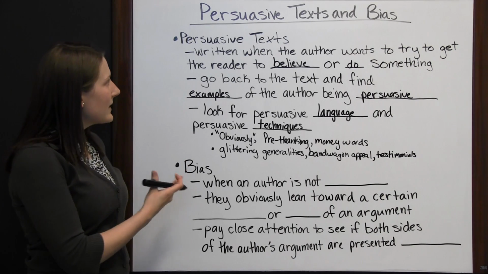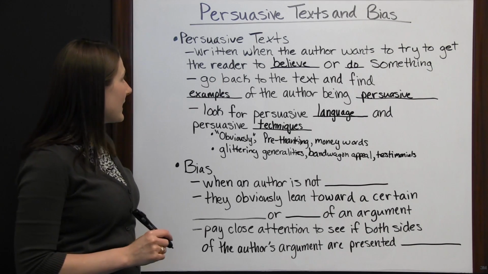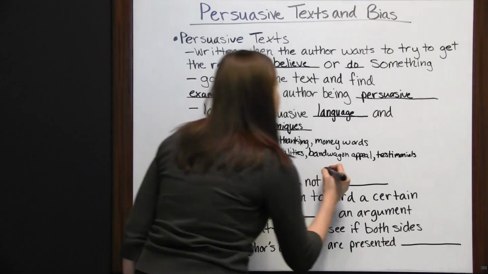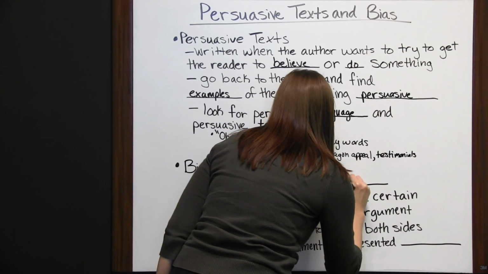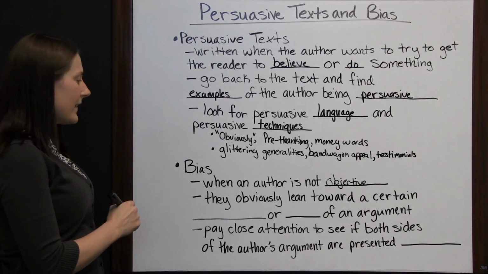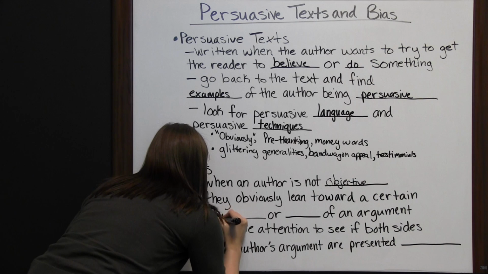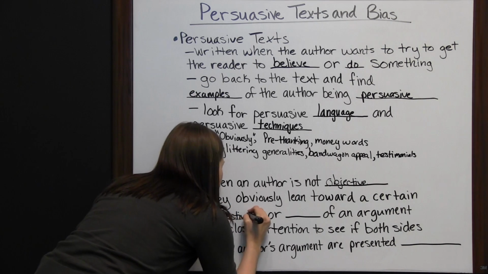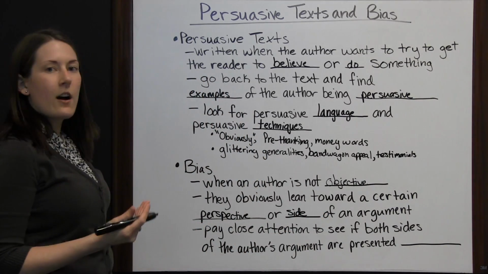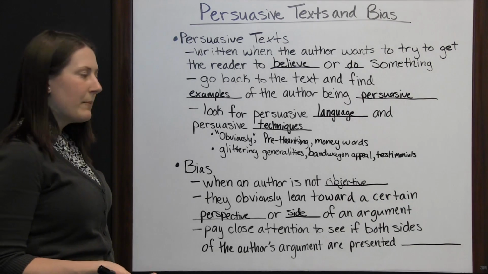Now that you've seen about persuasive text, let's talk about bias, which is somewhat related to persuasion. When an author is not completely objective, they have a bias. That means that they obviously lean toward a certain perspective or side of an argument. So if it's very obvious that an author is leaning toward one side or another, then they probably have a bias.